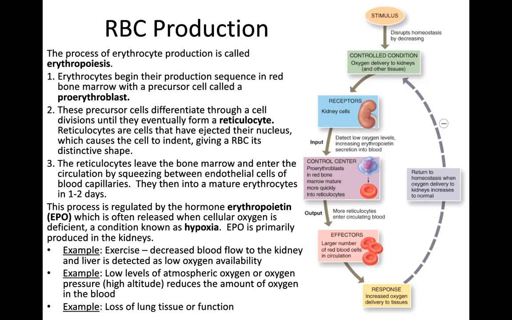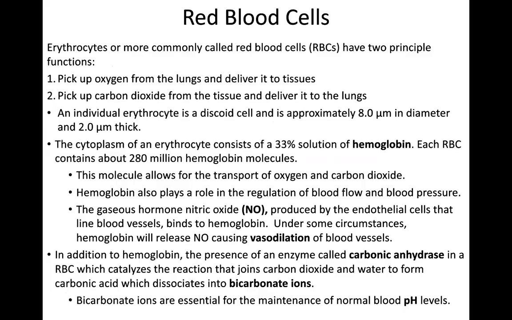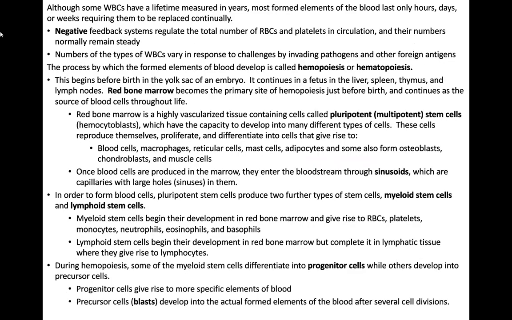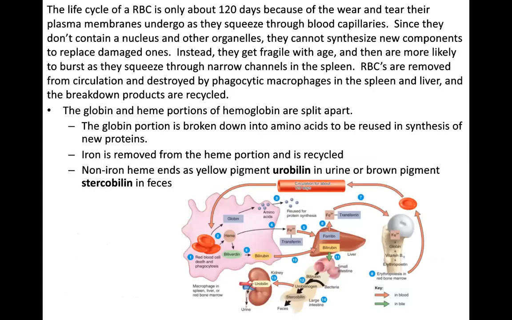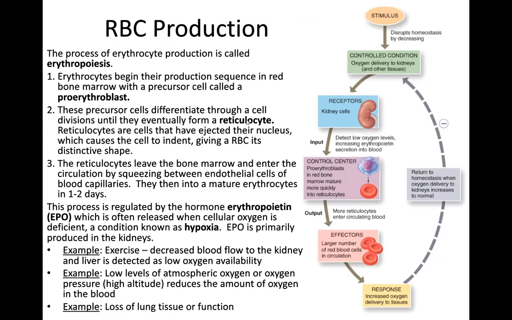Okay, a proerythroblast is one of those precursor cells, which if I go back to this illustration again, we can see right here. That's the cell that comes before what's called a reticulocyte. These precursor cells, known as proerythroblasts, differentiate through cell divisions until they eventually form a reticulocyte, which are cells that have ejected their nucleus, causing the cell to indent, giving it its distinctive shape.